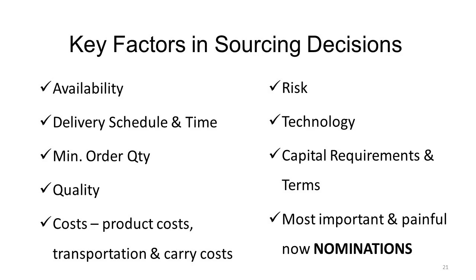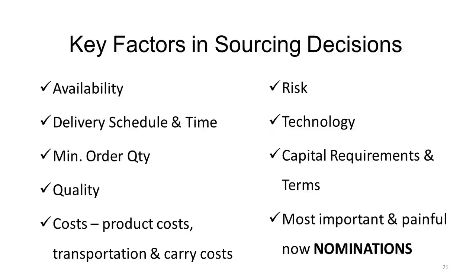Now, the key factors in sourcing decisions, number one is availability. I'm not going to buy something from somewhere where something is not available. So availability is one of the key factors in sourcing decisions. Second, delivery schedule and time. If someone can deliver in the given amount of time, only then I'll buy. If you're going to give me something at such a date where I will not be able to deliver to my client on time, then I'll not buy from you.